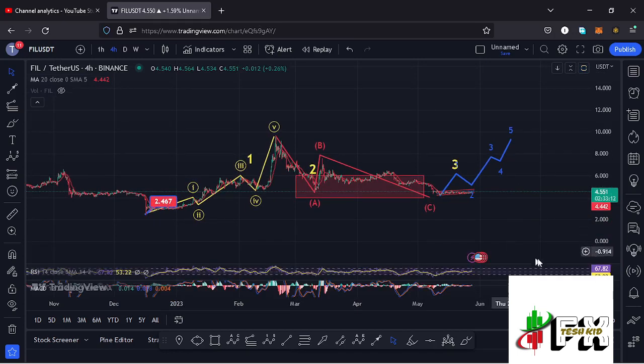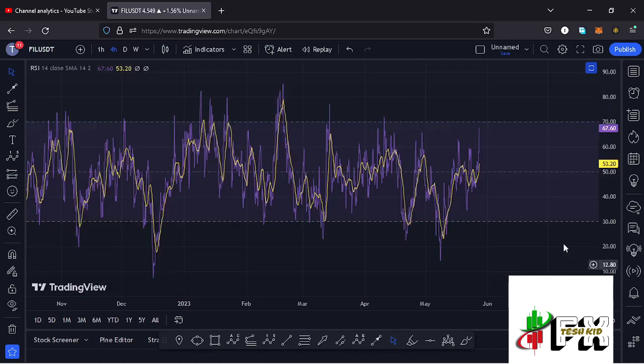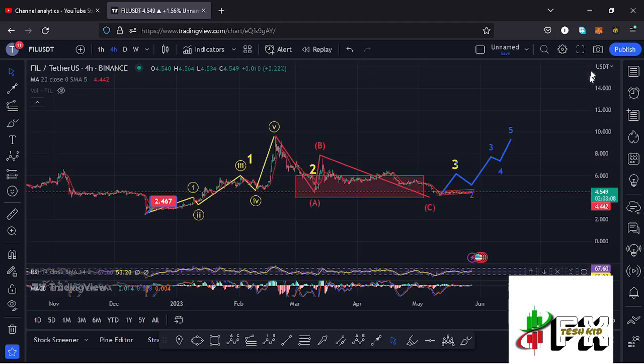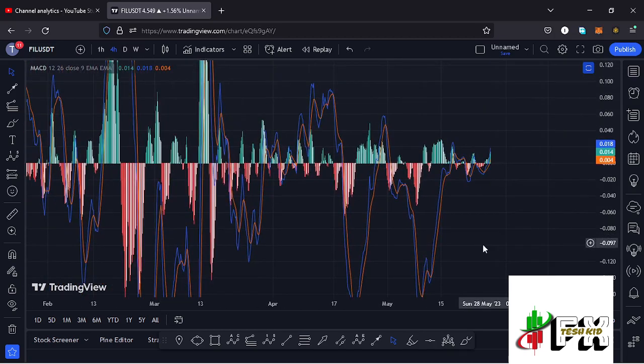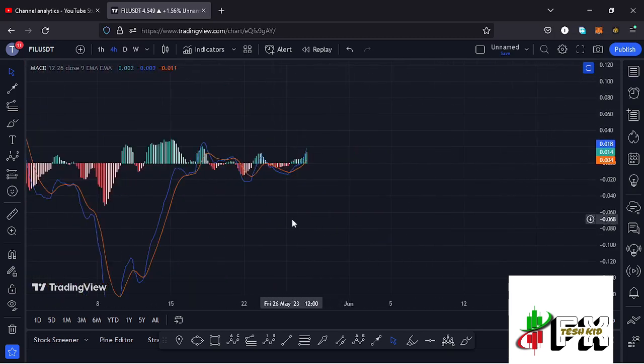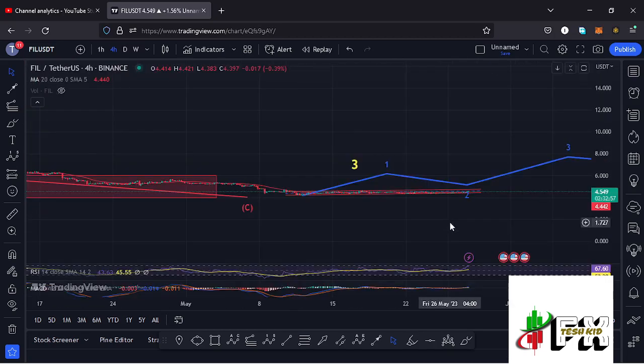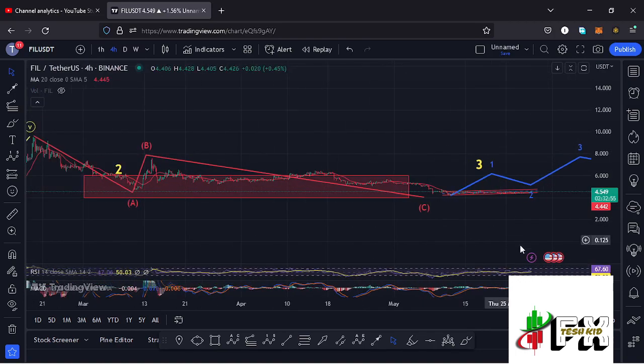Also, taking a look at the indicators on the RSI, we are trading at around the 67 mark, fully supporting higher prices. Also, taking a look at the MACD, we have been able to print a bullish cross, fully supporting higher prices. So let's be patient and see how that plays out, and I'll be keeping you updated.